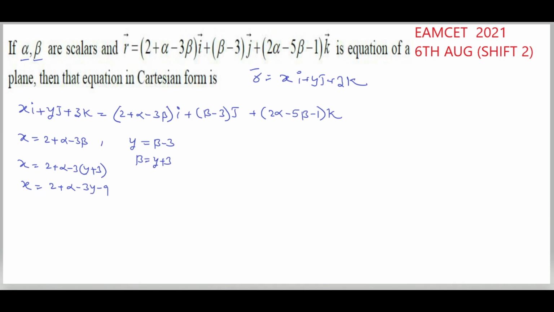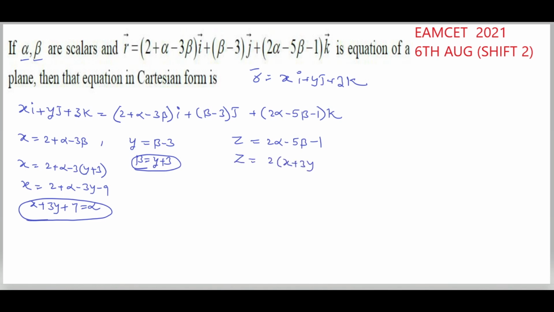So this is x plus 3y, this is 2 minus 9, minus 7. This is plus 7 is equal to alpha. This is the alpha value, and this is the beta value. And equating k bar coefficients, that is z is equal to 2 alpha minus 5 beta minus 1. Substituting alpha and beta, that is 2 into alpha, x plus 3y plus 7, minus 5 into beta, means y plus 3, minus 1.